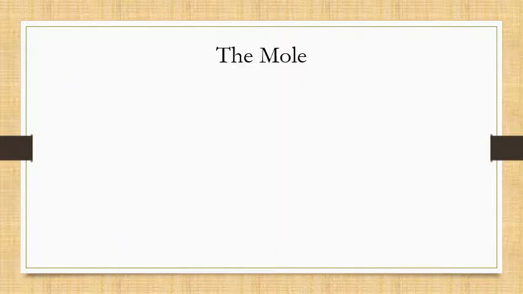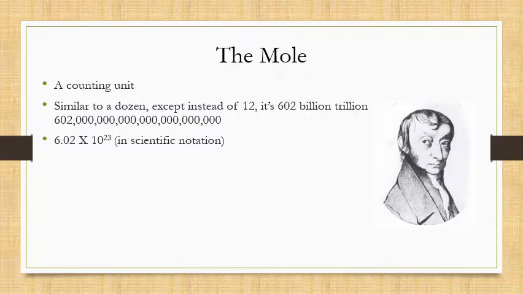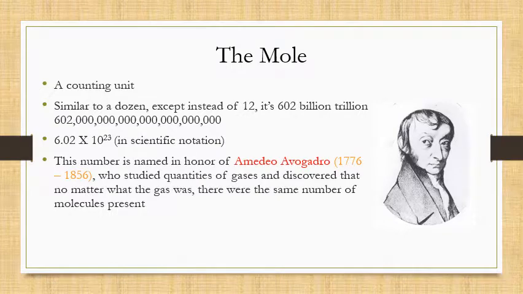So the first thing we have to consider is, what is this thing called the mole? So the mole essentially is a counting unit. It is similar to a dozen, except instead of the number 12 for a dozen, it's 602 billion trillion. Quite a large number. And it can be written more simply as 6 times 10 to the 23, which is known as scientific notation. And it was named after this man here, Avogadro. So it's called Avogadro's number.